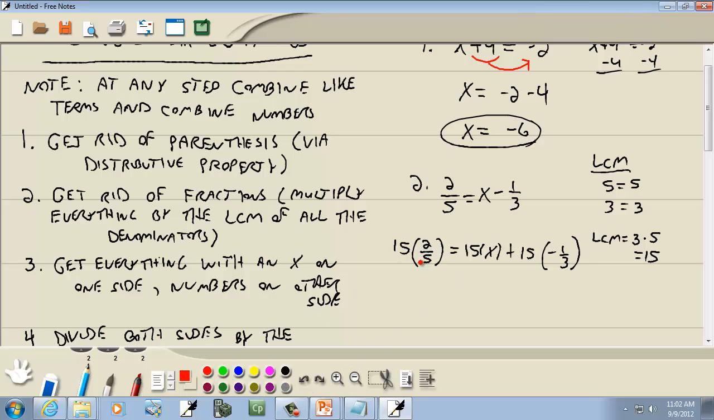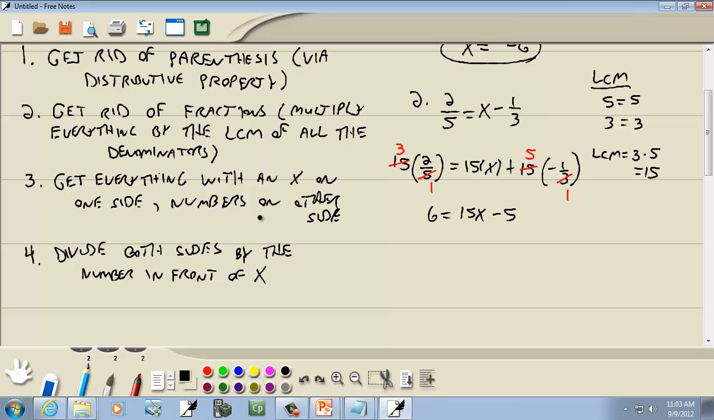Now 5 and 15 are both divisible by 5. 5 divided by 5 is 1. 15 divided by 5 is 3. 3 and 15 are both divisible by 3. 3 divided by 3 is 1. 15 divided by 3 is 5. If at this point all of your denominators are 1s, that means you picked the right LCM. 3 times 2 is 6. 15 times x is just 15x. And 5 times negative 1 gives us a negative 5.